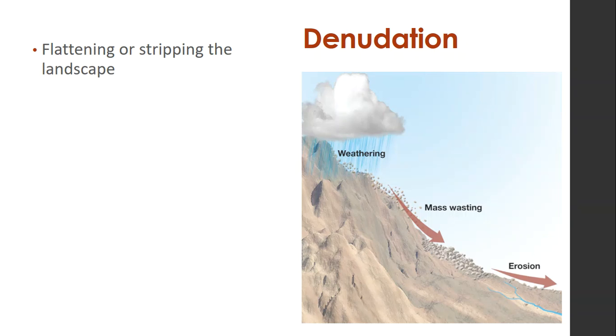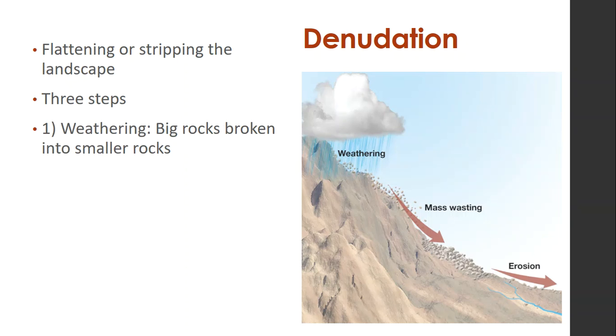And so that is the flattening or stripping of a landscape, which is always happening, right? The planet is always kind of erasing itself and reforming. It happens in 3 steps. The first is weathering, and that's when big rocks are broken into smaller rocks. We can see in this illustration that's happening due to rain.